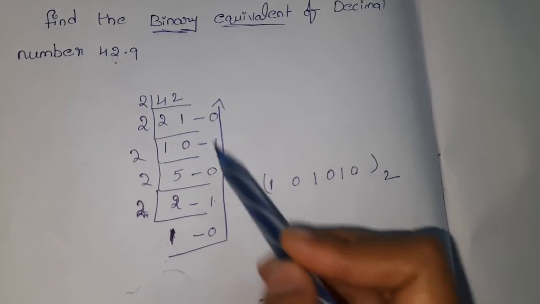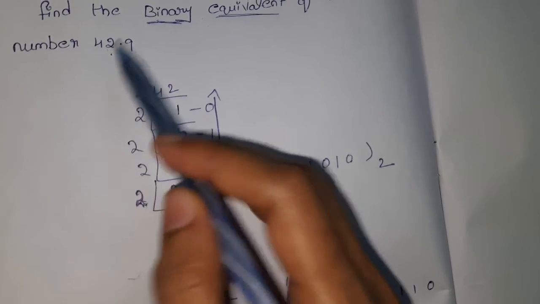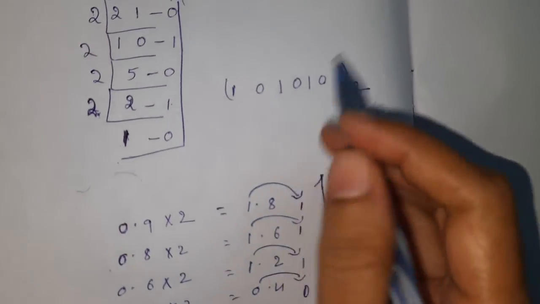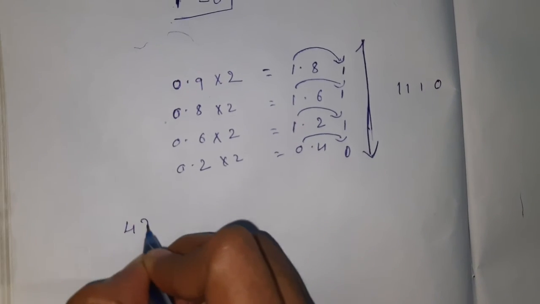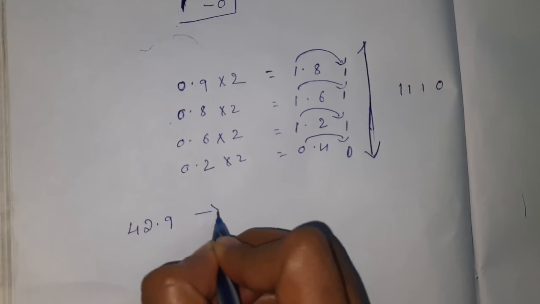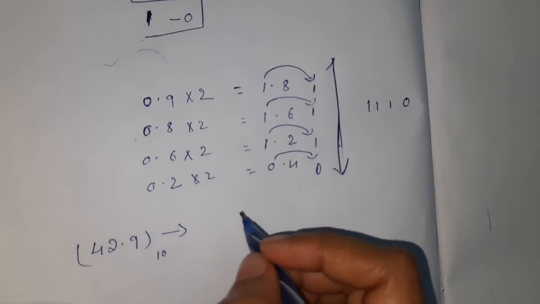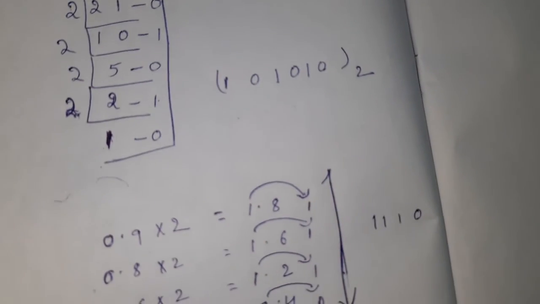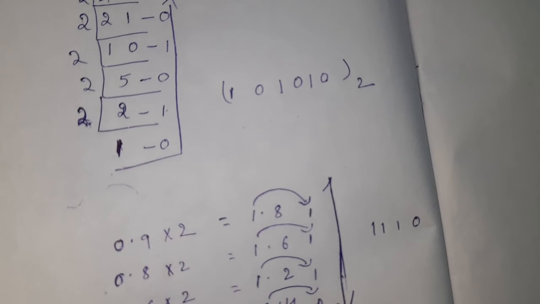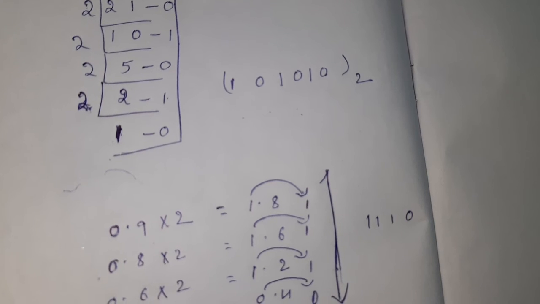Our problem is to find the binary equivalent of decimal number 42.9. We have done 42, and the part after the point, the 9, we have done as well. So now clubbing the two answers: 42.9 is the decimal number that we have converted into binary. For 42 we got 101010.